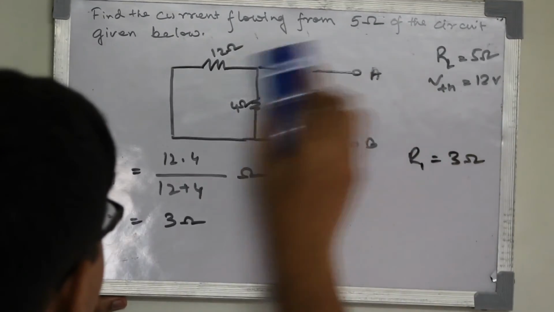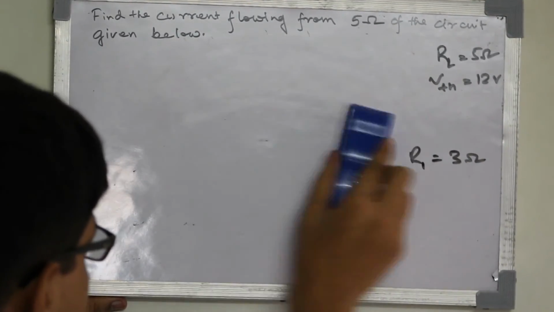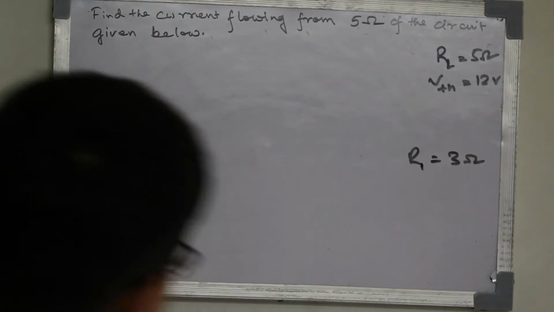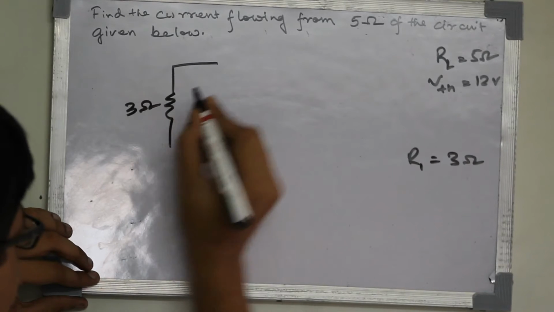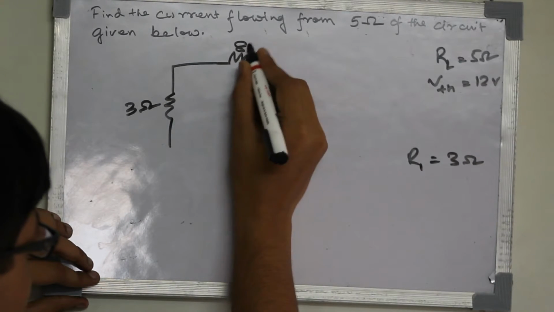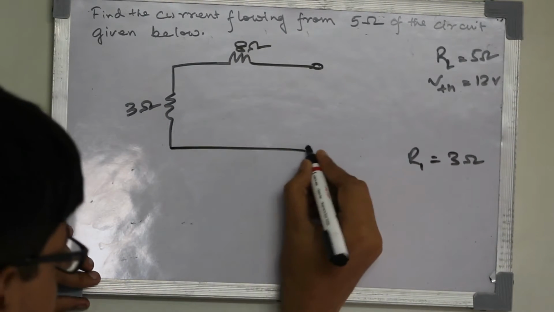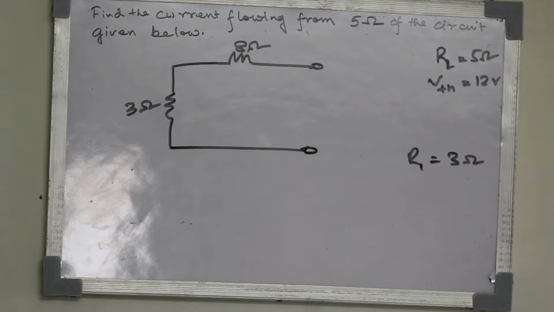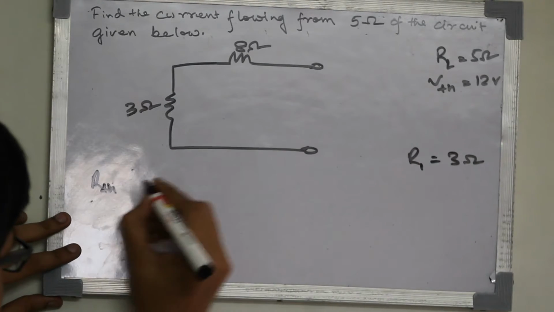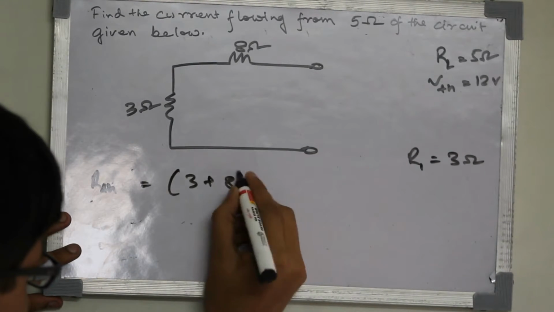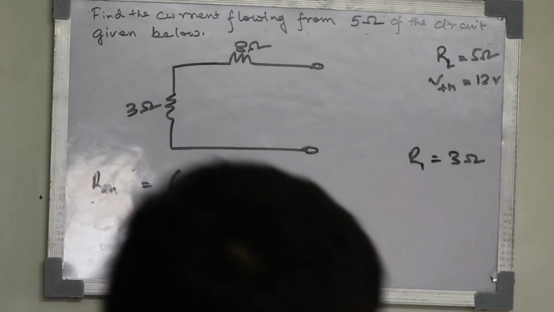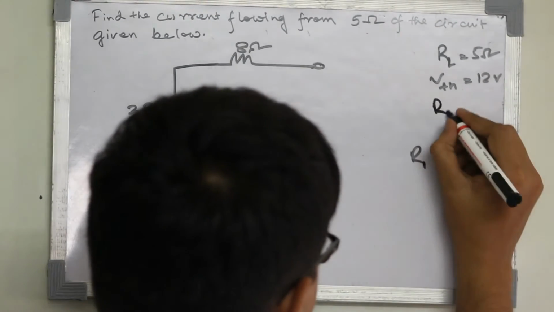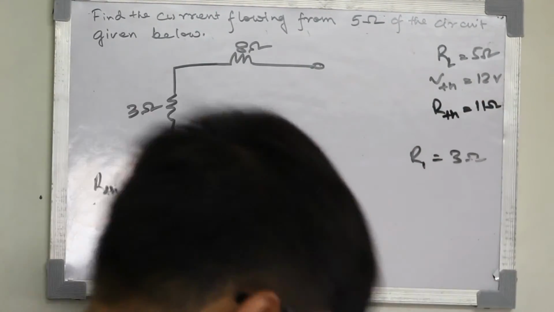If we reduce this circuit, this will become like this. This is our 3 ohm. This is 8 ohm. Now here 8 ohm and 3 ohm both are in series. So now our RTH will be 3 plus 8 ohm, which is 11 ohm. So now we found our RTH. RTH equals to 11 ohm.